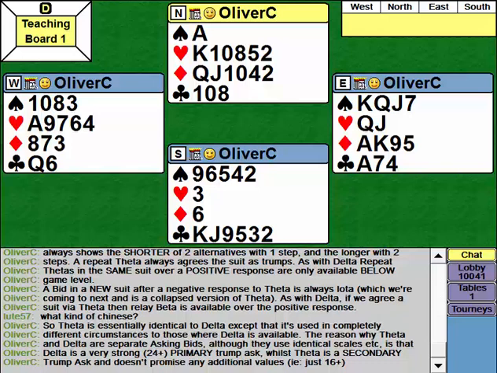In other words, the use of theta might just be a 16 count still, and it has to be preceded by a different asking bid. And iota is essentially the same as that.